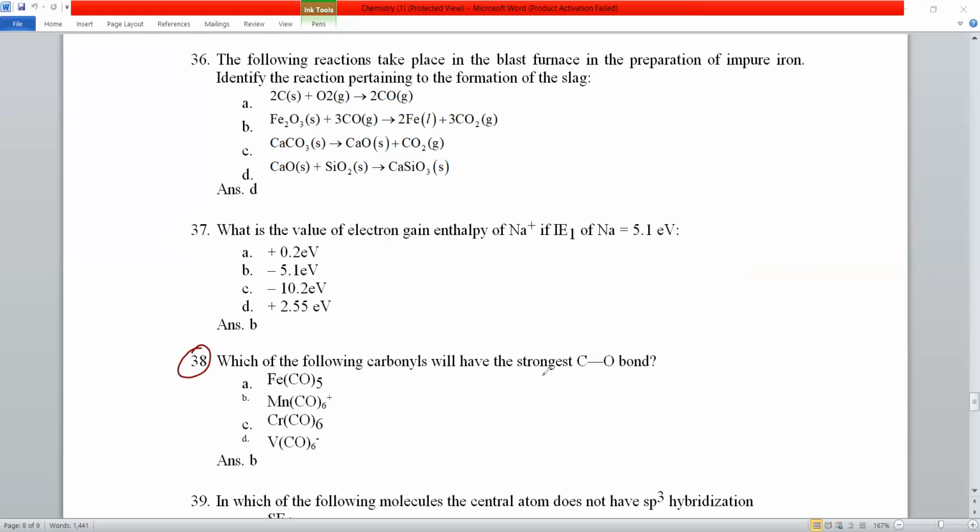Question number 38. Which of the following carbonyls will have the strongest CO bond? Strongest CO bond, students. This is a very important question of this type.